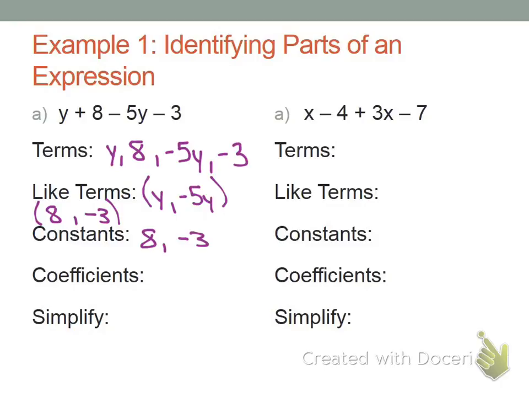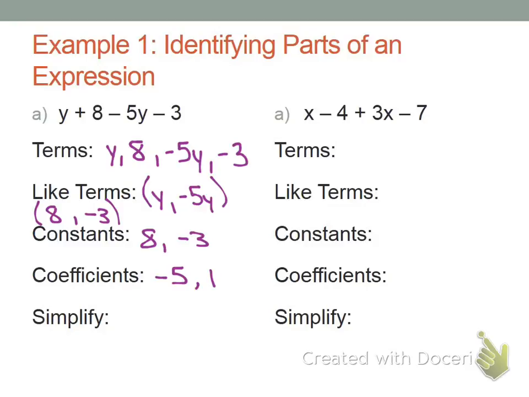Anybody see a coefficient? 5, negative 5. Negative 5. Very good. There's one more. Do you guys remember what I taught you the other day about a variable that stands alone? What is understood to be in front of that variable? A 1. So since I know that there's an understood 1 in front of y, I'm going to identify 1 as another coefficient. Okay? So be careful on those. You've got to identify that understood 1.